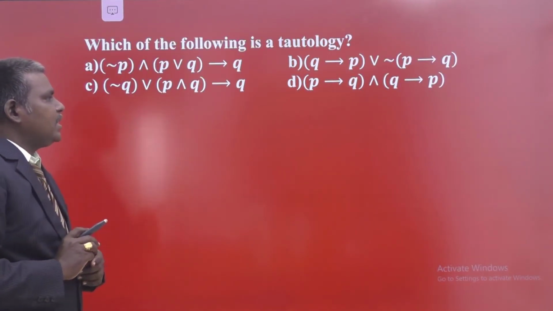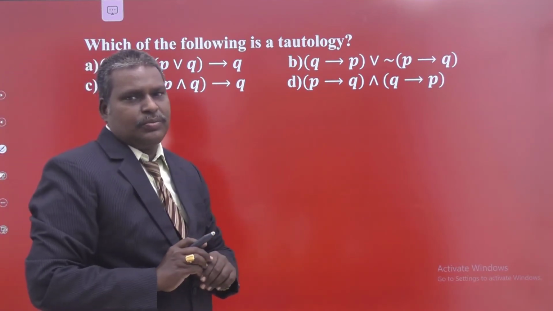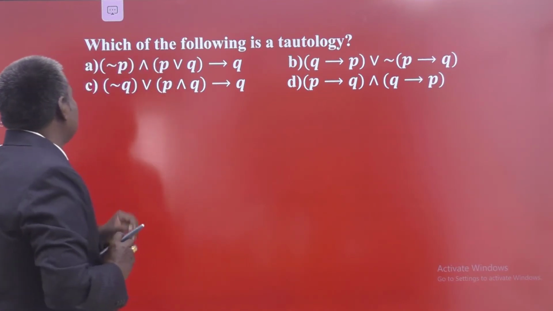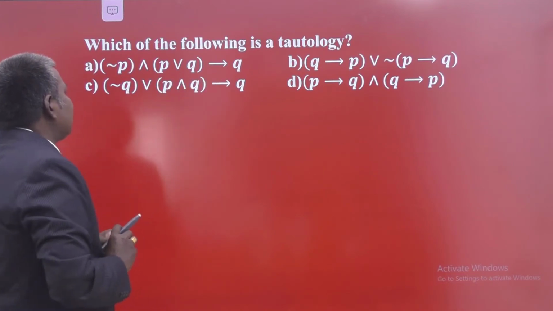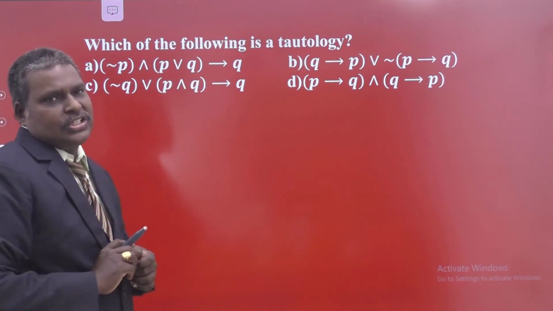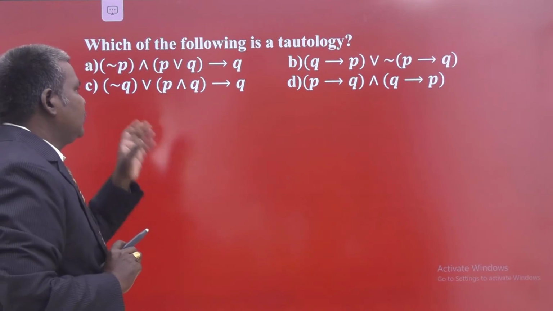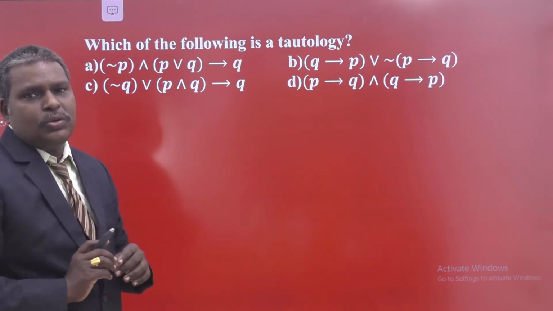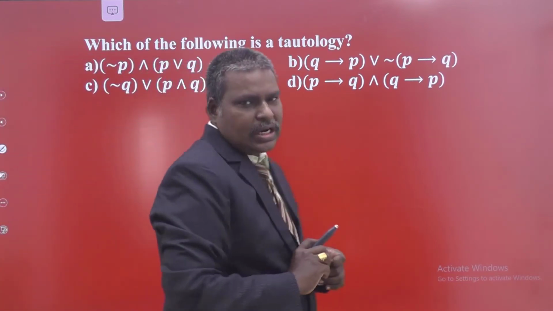Which of the following is a tautology? The first one is (¬P ∧ (P ∨ Q)) → Q. Tautology means the output must and should always be true. Then only we say that it is a tautology.